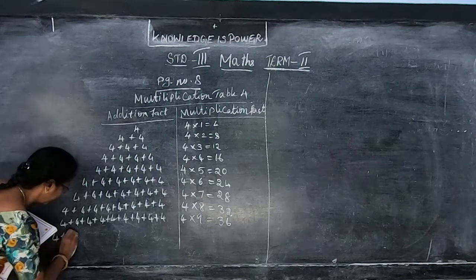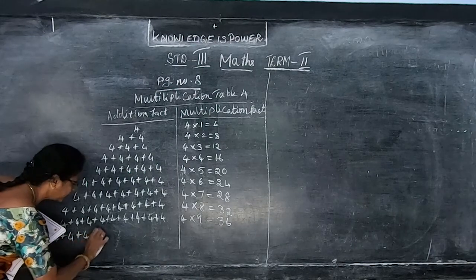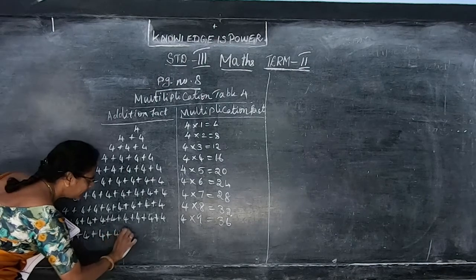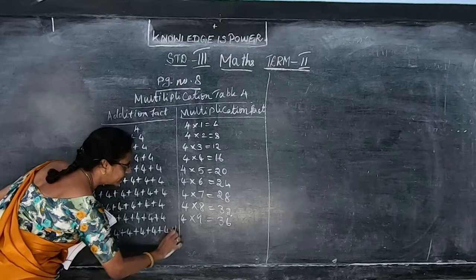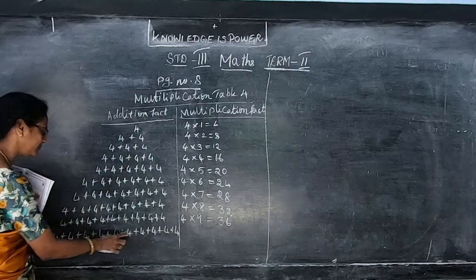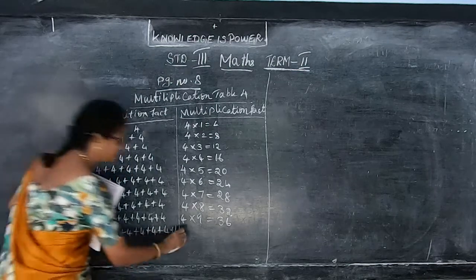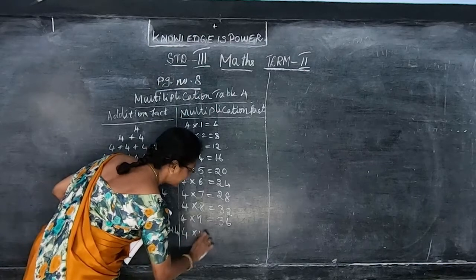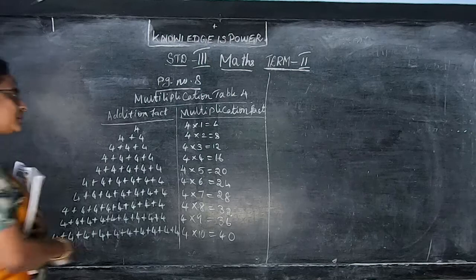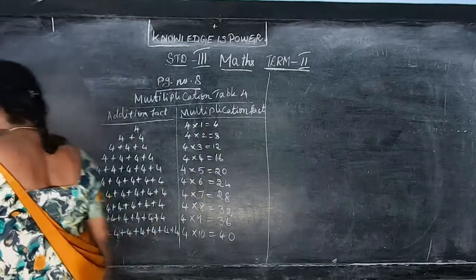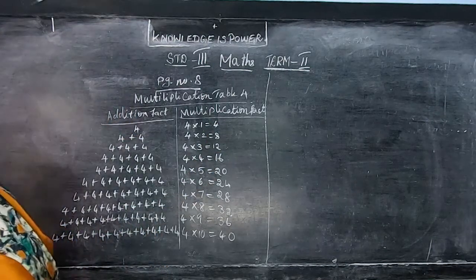This is the addition fact. If they give 10 times, you have to put the plus sign and write the number of the table you are given, 10 times. So that is equal to 4 tens are 40. So this is the addition fact and this is the multiplication fact. So learn the tables also.